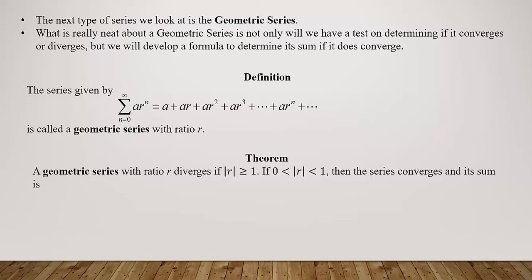And if it does converge, its sum is given by the formula s equals a over 1 minus r. This is really, really cool. In fact, it's so cool, I think we need to prove this theorem. This is something we just have to do. So to prove this theorem, I'm going to head off to the chalkboard and work through the proof.